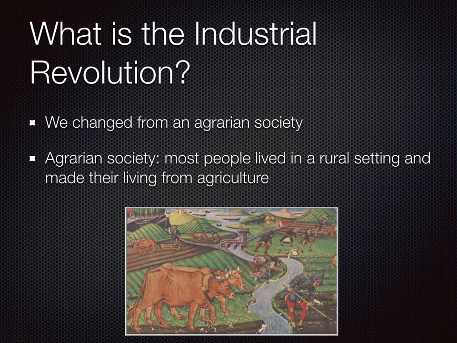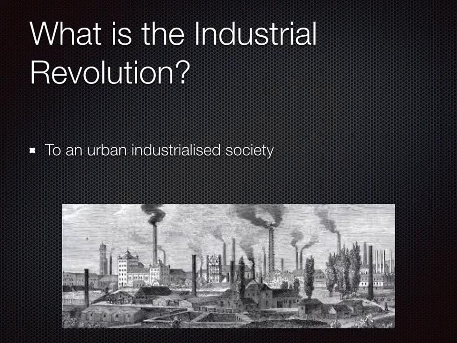It is difficult to define, but ultimately the Industrial Revolution was when society changed from an agrarian society. By agrarian society, what we mean is that most people lived in a rural setting and made their living from agriculture. It changed from this agrarian society into a more industrialized and urban society.